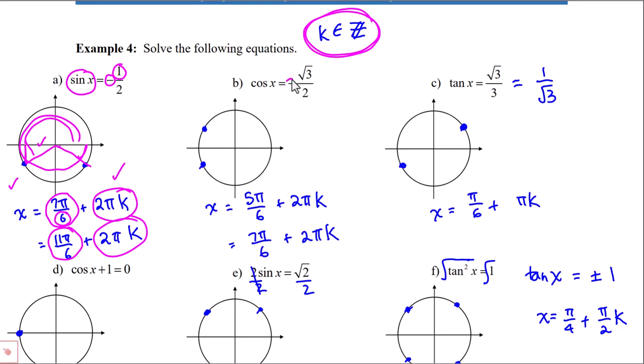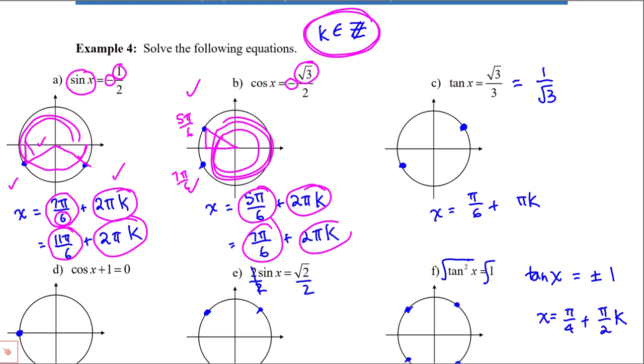Cosine is negative in the second and third quadrant, where x is negative. The x is the big number, so if x is the big and y is the small, it's also the 30-degree angle, 5 pi over 6, and one more than 6 pi over 6, or 7 pi over 6. And again, around and around and around every period.